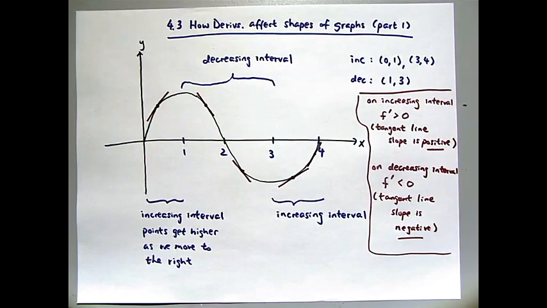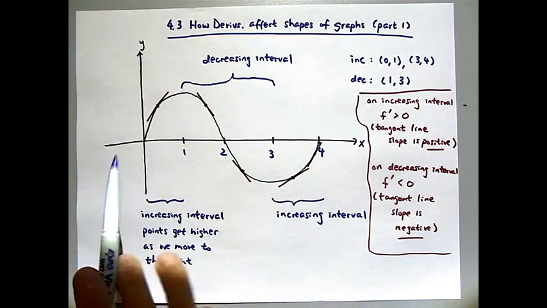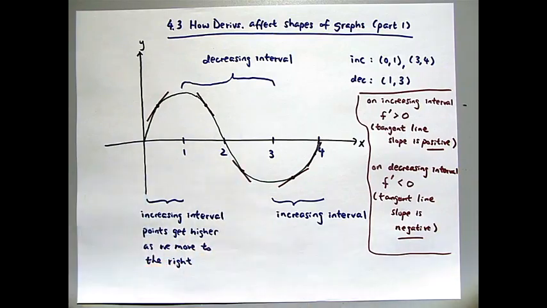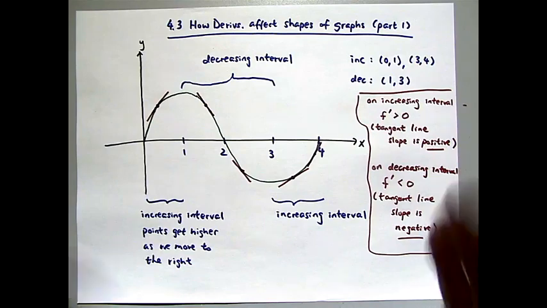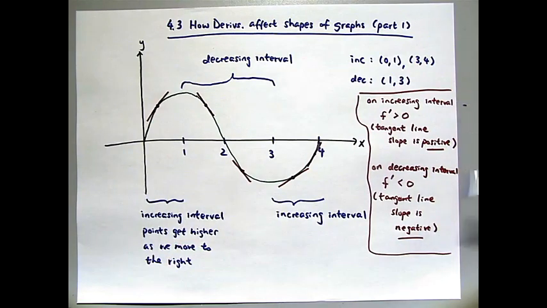Okay? So that's what we notice right here. The sign of the derivative on an interval will tell me whether the graph is increasing or decreasing. Conversely, if I can see the graph, then I can look at the shape of it and determine what the sign of the derivative would be on an interval that I have chosen.